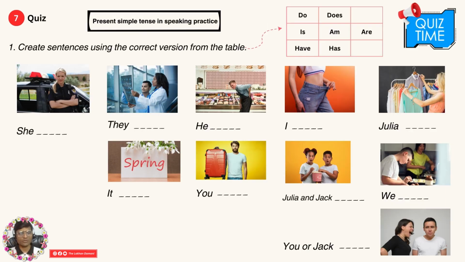Now we are going to have number 7, that's a quiz. In this quiz, you're going to practice your speaking by using present simple tense, right? You have to use do, does, is, am, are, have, has. And you're going to describe each picture starting with subjects: she, they, he, I. Try to pause this video and start, using whatever you have learned in this lesson, how to use have, how to use has.